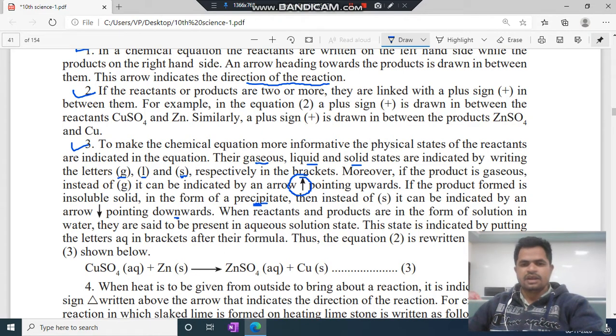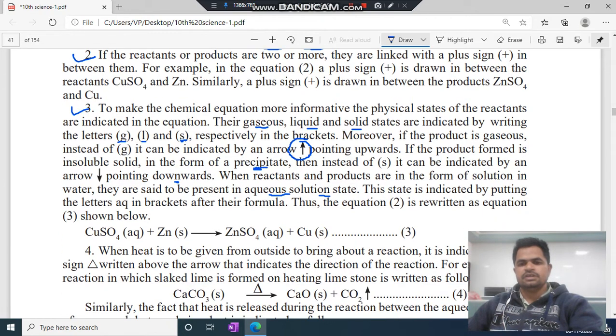And when reactants and products are in the form of solutions in water, they are said to be present in aqueous solution state. That time this state is indicated by putting the letters AQ, aqueous, in brackets. The products are in the form of solutions in water, and they are said to be aqueous solutions. Thus, we can write the second chemical equation with the help of the third convention as shown below.